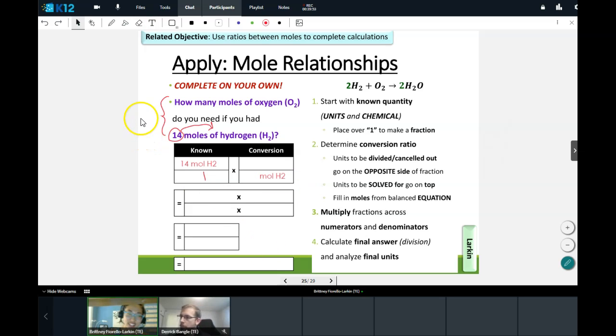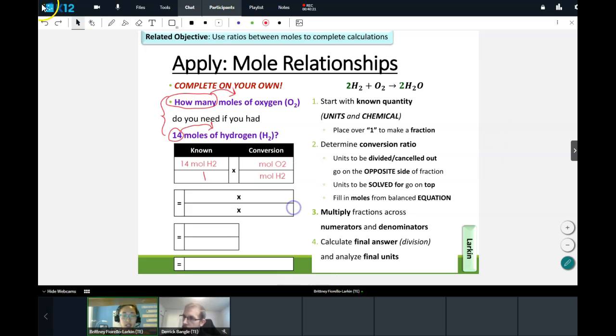Don't put any numbers in yet, because first we need to figure out what goes on top. So on top, that's what I'm solving for. Tell me in the chat, what am I solving for? Take a look at the question words. How many what? Give me both units and chemicals. You're giving me a chemical right now, O2. I also need units though. Put it together. There we go. All together, moles of O2 goes on top.